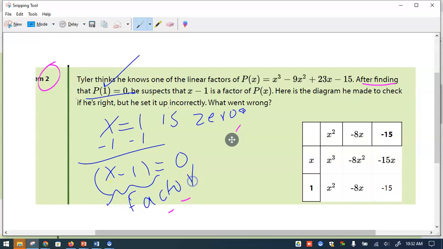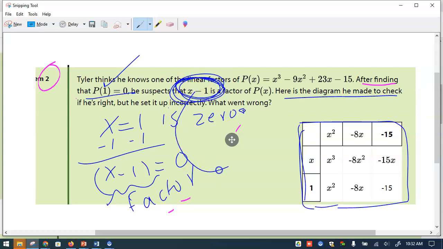Now, what he tried to do is figure out the other factor. So he uses the box method, like the one I showed in the last 20 minutes. Remember, if this is x minus 1, it has to be the same thing here. It has to be x, and this should have been minus 1. So he made a mistake right here. He put plus 1, and that's the mistake there.